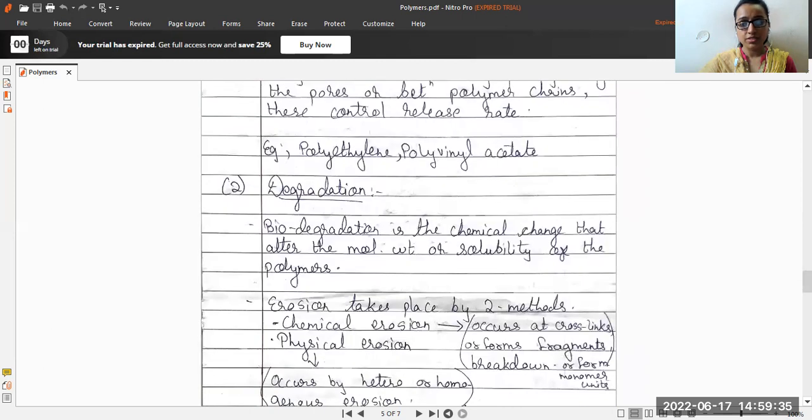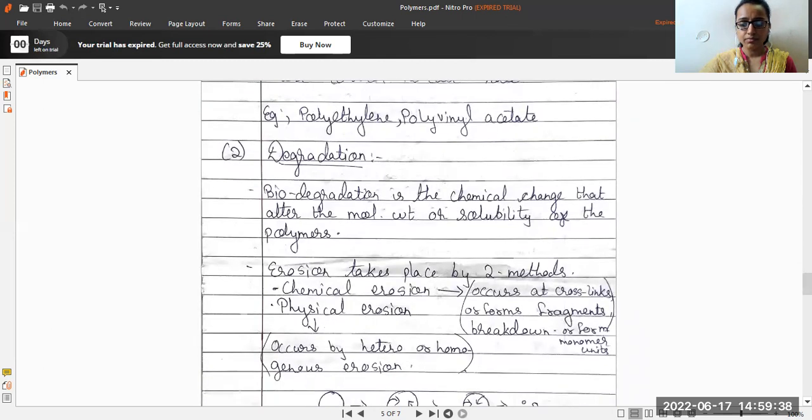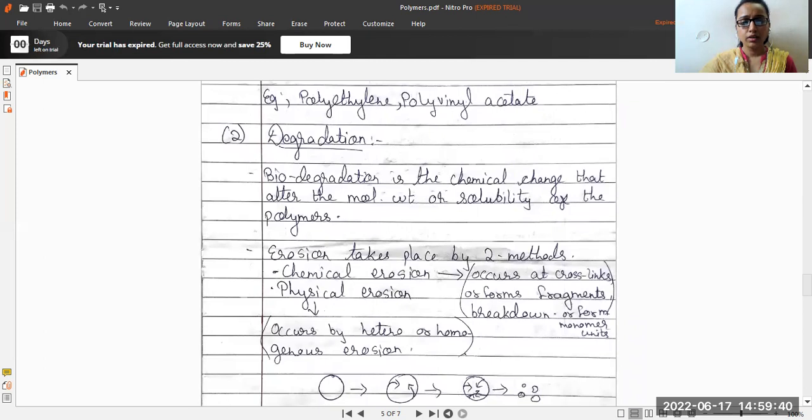Next, let us talk about the second, that is degradation. In degradation, we will talk about biodegradation. Biodegradation is the chemical change that alters the molecular weight or solubility of the polymers. Biodegradation changes the chemical structure by altering the molecular weight or the solubility of the polymers.